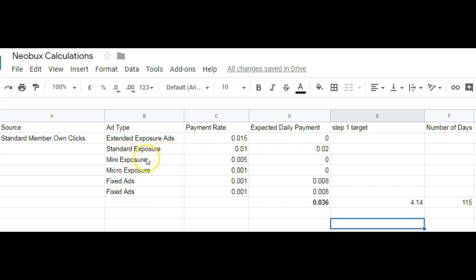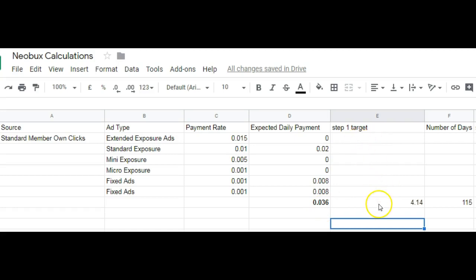Now you probably will have mini exposures, micro exposures, whatever, but I'm going to assume that this is pretty realistic for your own earnings. Obviously this amount can vary, however I think it is pretty close. You will have to click on all of the ads that are available, but you should be earning in the region of 0.036 per day. If you're earning more than that, then it's not going to take as much time. If you're earning less than that, then it's going to take a little bit longer.